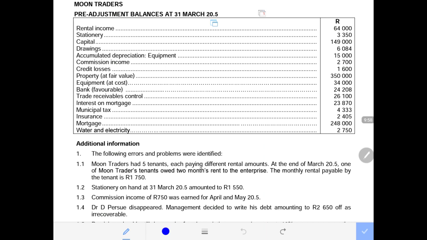Then after we have taken stationery, we look for other expenses. Remember, this goes to the statement of changes in equity. And this goes to the statement of changes in equity. Capital and drawings, they go to the equity. This is a property, plant, and equipment item. I'm still looking for expenses so far.